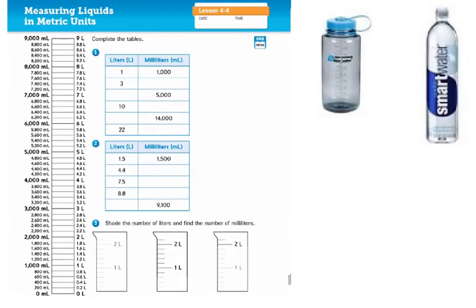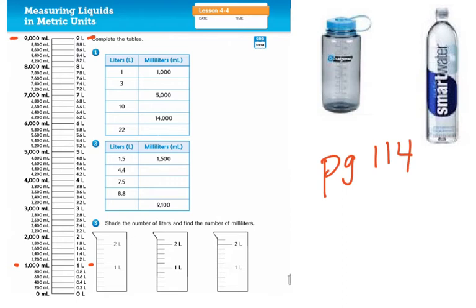We're going to go ahead and work in your math journal. So if your math journal isn't right beside you, go ahead and open it up. We are on lesson 4.4. And so you're going to move to journal page 114. On the side, you see measuring liquids in metric units. You have starting at 1 liter or 1,000 milliliters, all the way up to 9 liters, or what we would call 9,000 milliliters. We're going to go ahead and complete the tables for numbers 1 and 2.